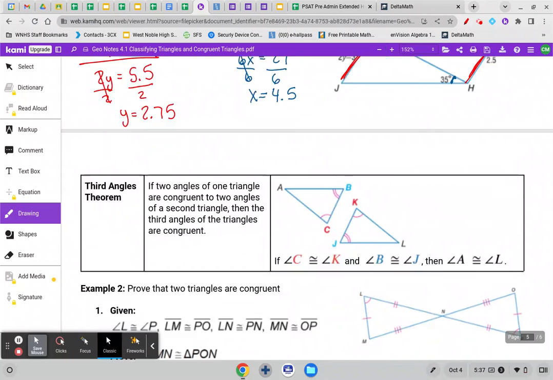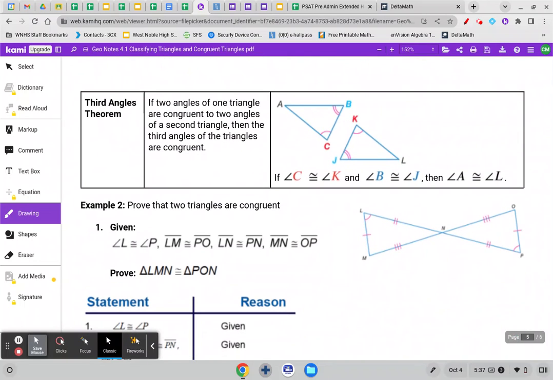Okay? So the third angle theorem we actually learned already earlier in the year, a little bit in a different context. It says if two angles of one triangle are congruent to two angles of a second triangle, then the third angles of the triangles are also congruent. Since we know all triangles add up to 180 degrees, if two of the angles already are congruent to each other, that means the third one must be the same as well.